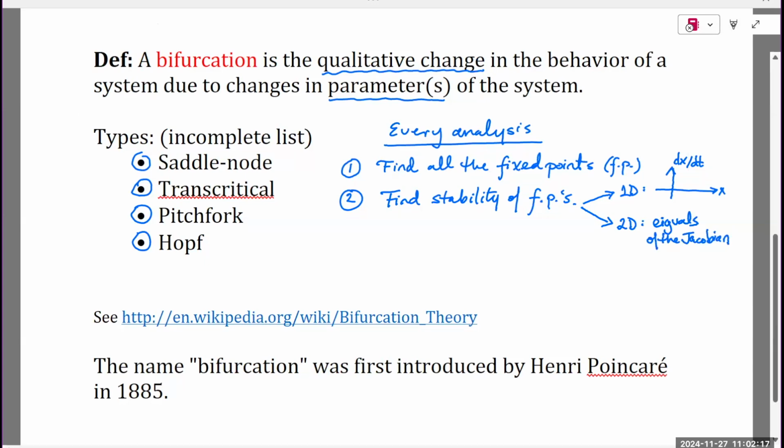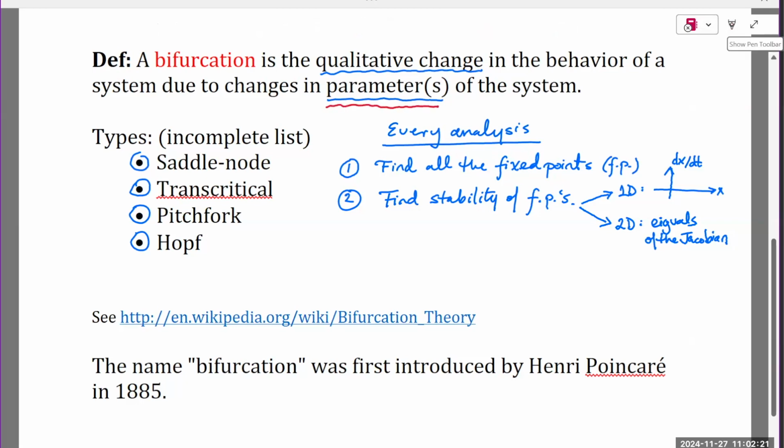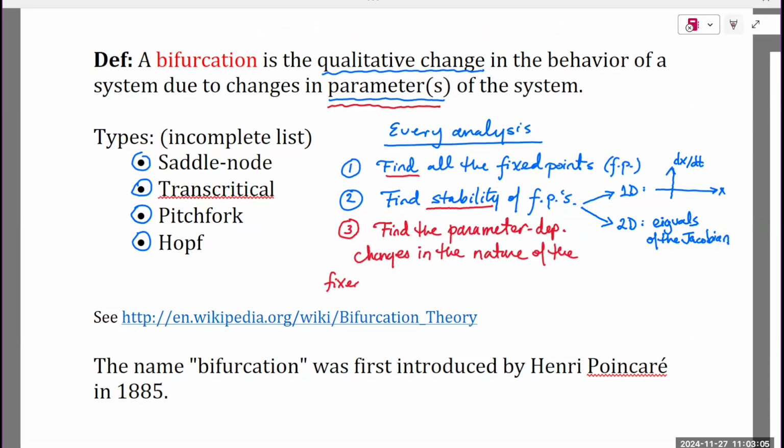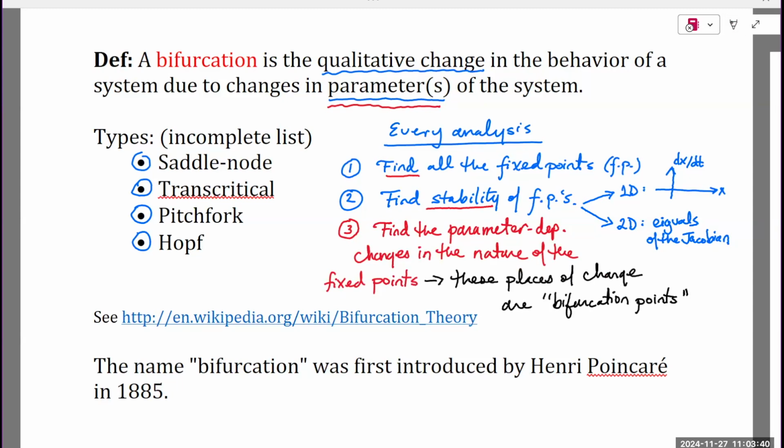Now, when there is a parameter in the model that can change in value, it turns out that the existence and the stability of those equilibrium points you have found can change. And so the next step in this analysis is to determine where those parameter-dependent changes happen. Where these changes happen are called bifurcation points. The term bifurcation has not been around for a very long time. It was first introduced by Henri Poincaré in 1885.